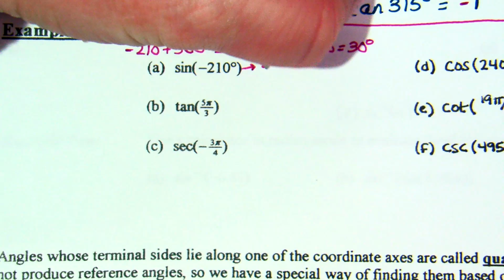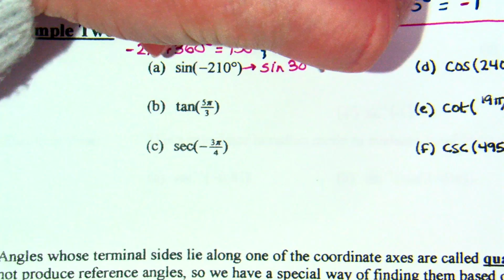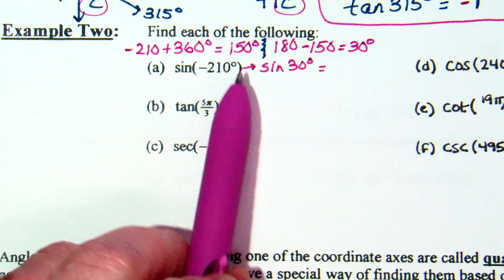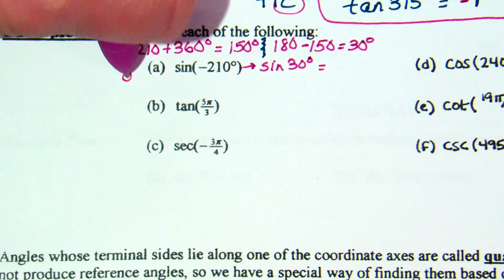Okay? So now what we're going to do is think the sine of 30 degrees, but we're going to think sine of 30 degrees in what quadrant?